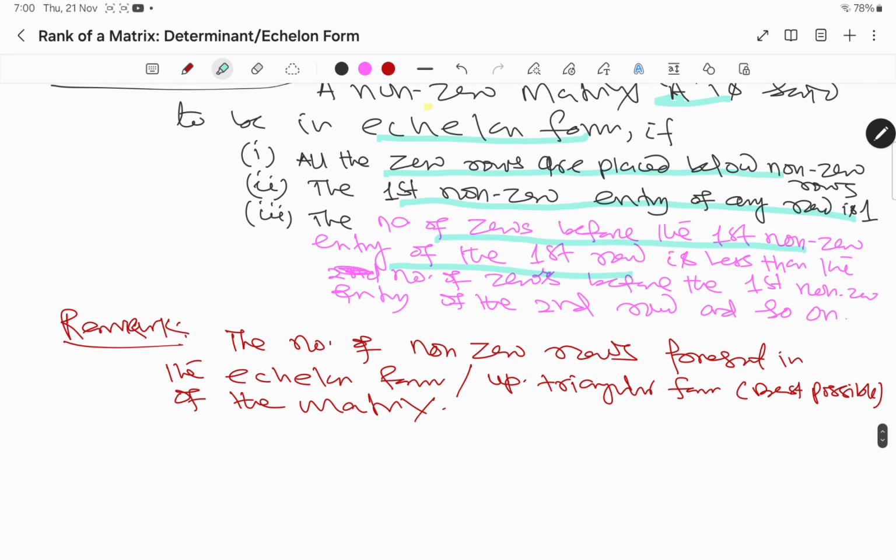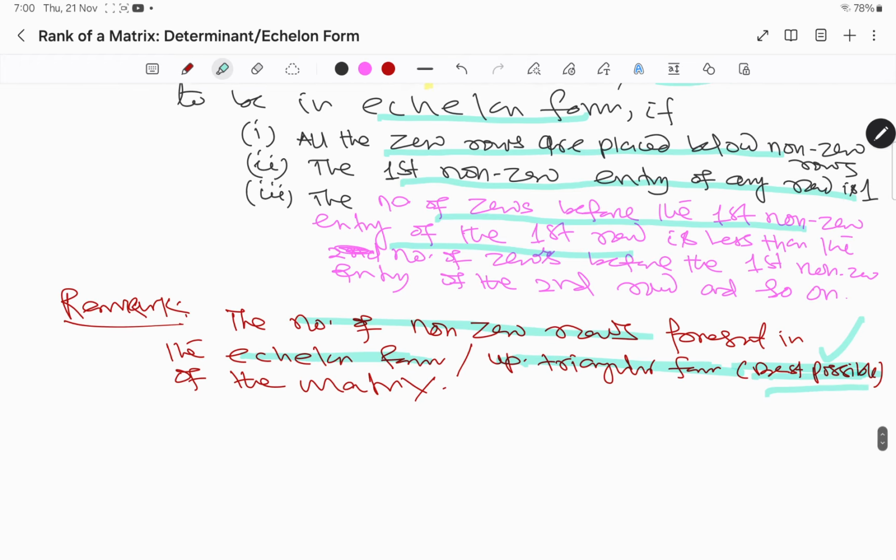Right. And what is the rank of the matrix? The number of non-zero rows. Right. Non-zero rows present in its echelon form, or the best possible triangular form, upper triangular form. I am talking about best possible in the sense that the matrix given may not be a square matrix, but we move in that way to get a best possible triangular form of the matrix.